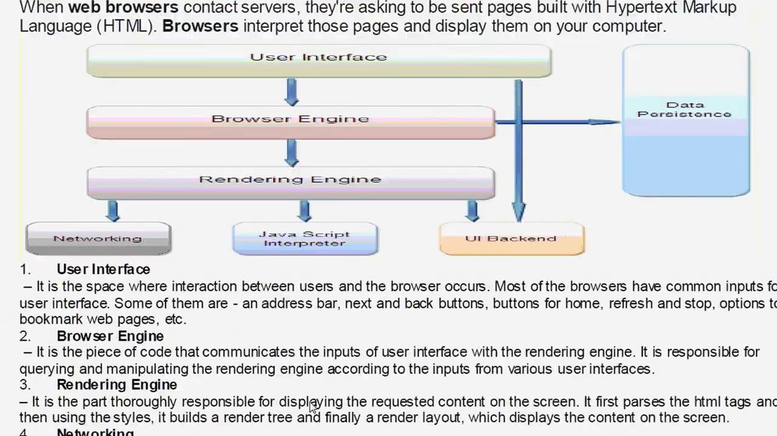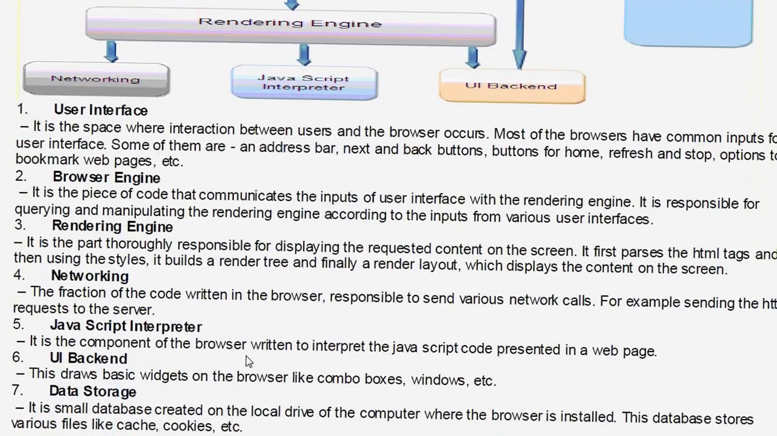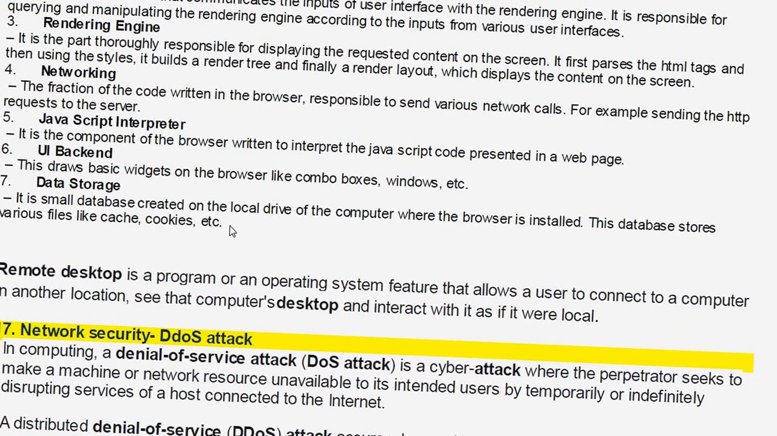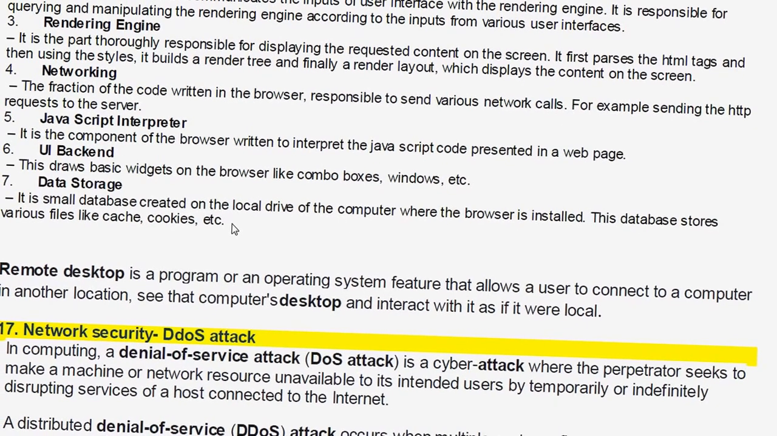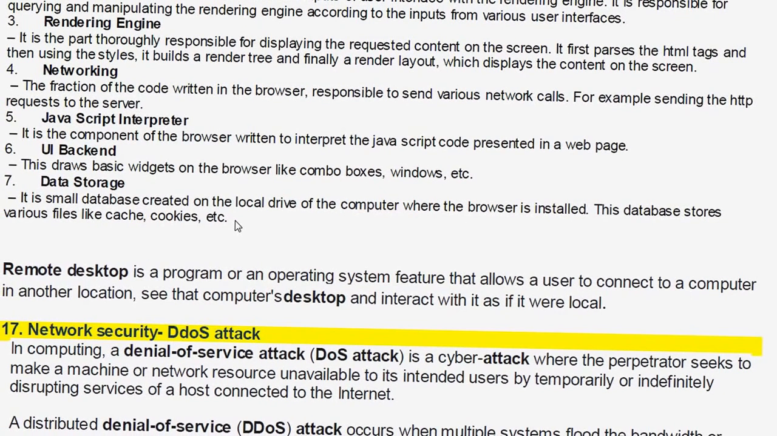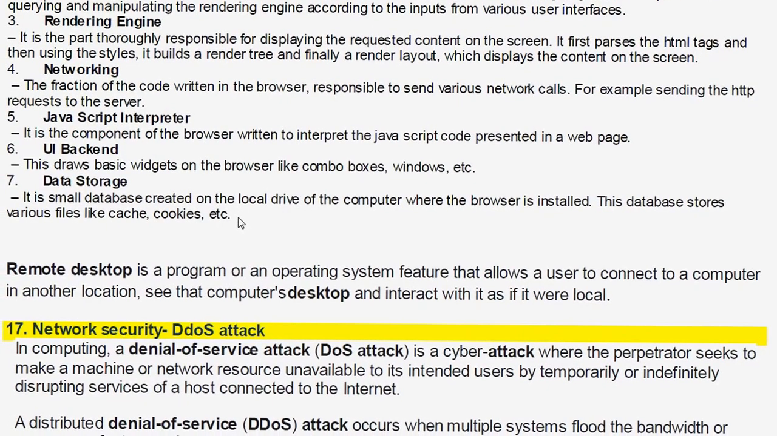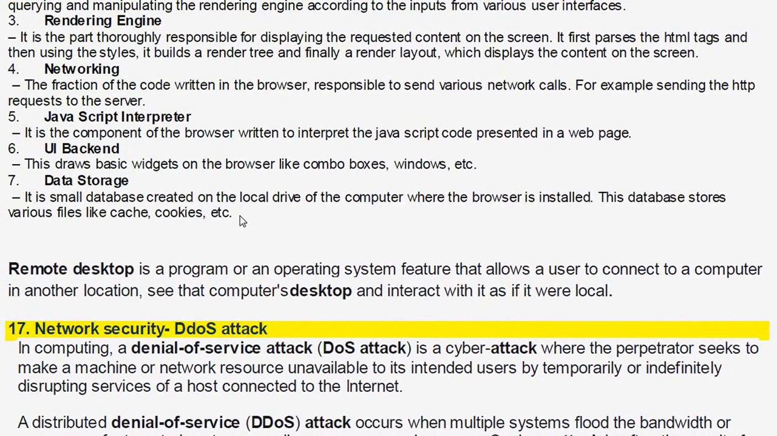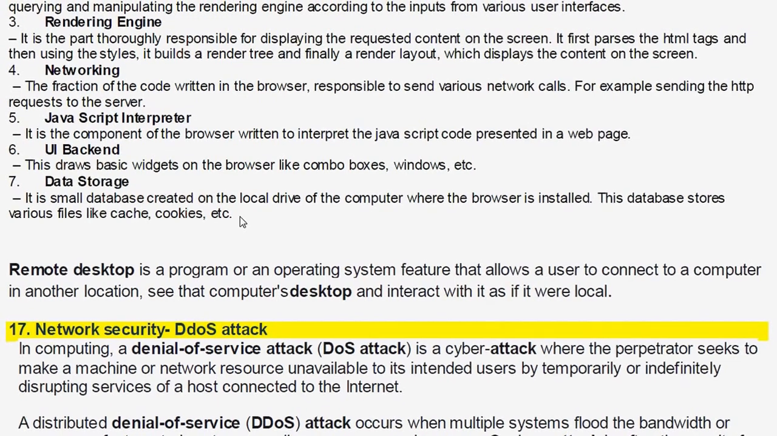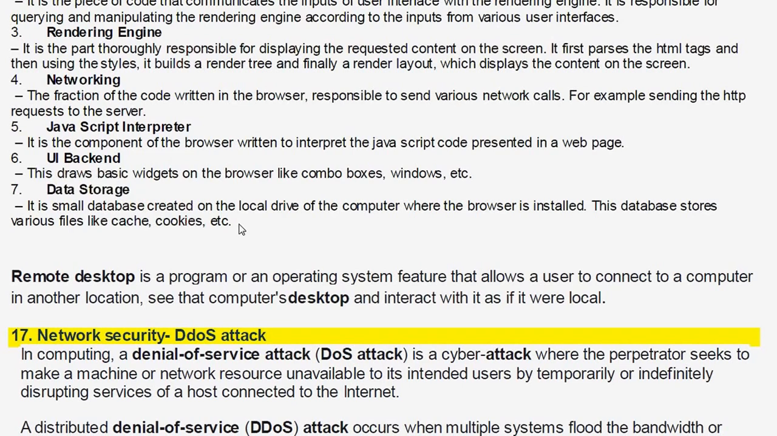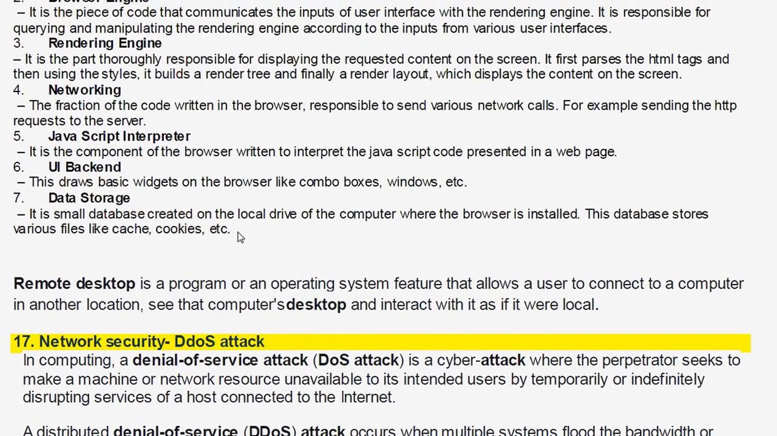And the sub question of this is, what is remote desktop? Remote desktop is a program in an operating system that allows a user to connect to a remote computer and interact with the screen of that remote computer as if it behaves in its local environment.